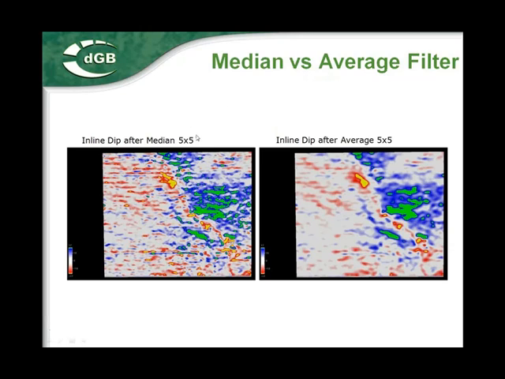Then a little note on the median versus the average filter in the lateral direction. This is the inline dip of a certain survey after a median 5x5 filter. You see that there's still significant acquisition footprint left. While if I do the inline dip after an average 5x5 filter, I can still see an imprint of the acquisition footprint, but I see all those diagonal features coming out much better. So the imprint of the acquisition footprint is far less after an averaging filter compared to a median filter.